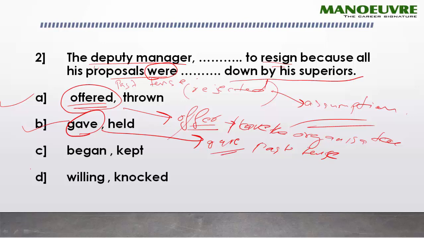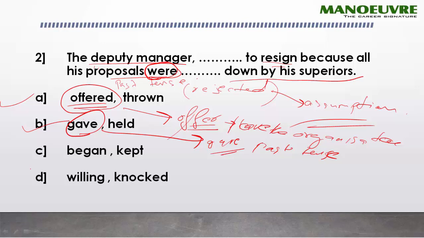Here when the word gave is being mentioned, the deputy manager gave to resign, and here again we have one more past tense mentioned over here like we discussed. The past tense says were. So again we establish a connection with were and gave, and we keep our option B with us. We do not rule it out. Let us move to the third option that says C.